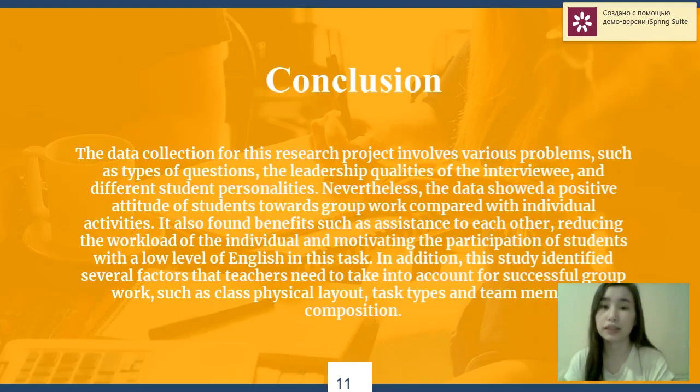But nevertheless, the data showed a positive attitude of students towards group work compared with individual work.